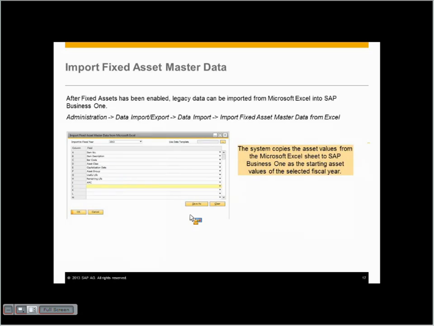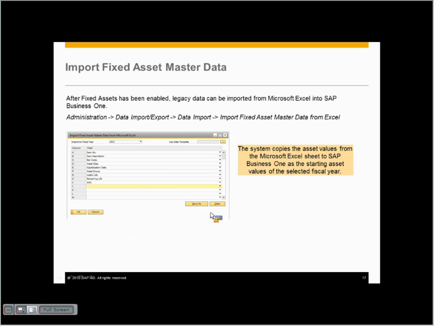Okay, so on the next slide, we are now coming to the fixed asset master data import. After the fixed asset has been enabled, legacy data can be imported from Microsoft Excel into SAP Business One. Under administration, data import export, then data import, import fixed asset master data from Excel. You can define your own structure, what you want to import. And then you can also save this as a template, and then you can upload a file with this structure to Business One.